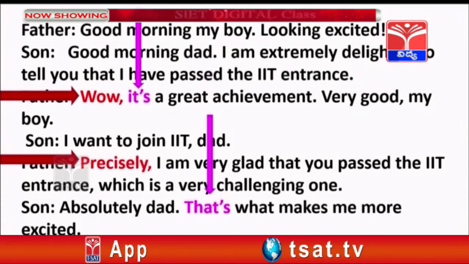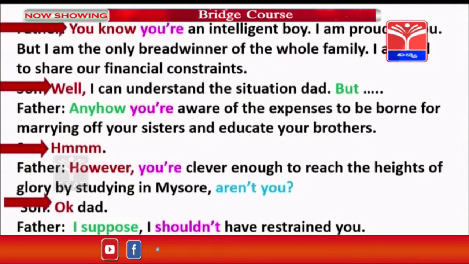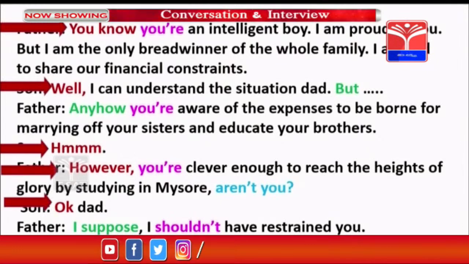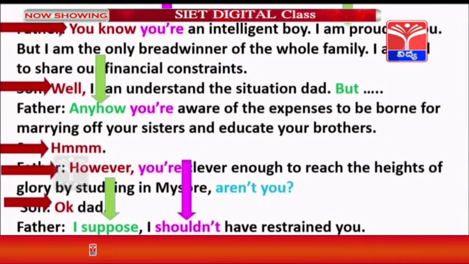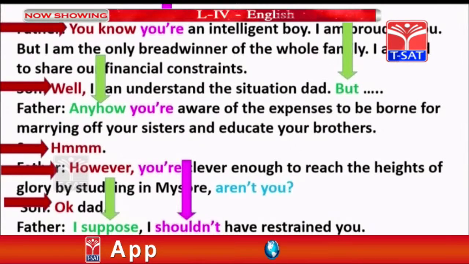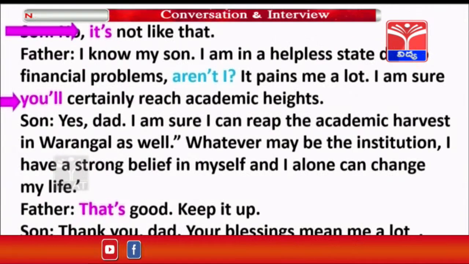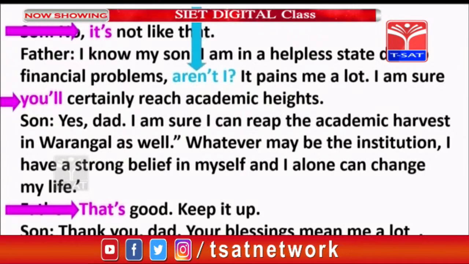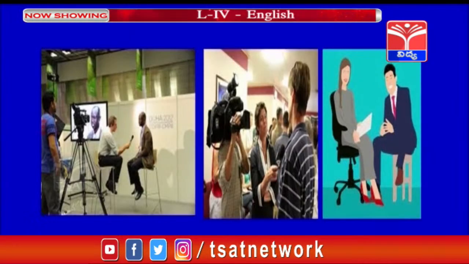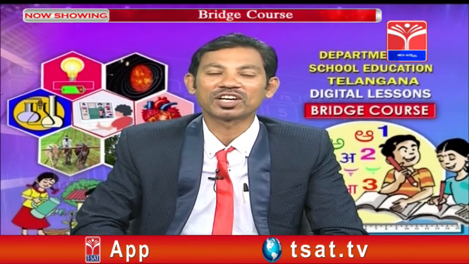that's. These are contractions. Again, discourse markers. You know, well, okay. However, these are discourse markers again. You are, shouldn't, these are contractions. Anyhow, I suppose, but, these are cohesive devices. And finally, aren't you is a question tag. It's, you'll, that's, these are contractions. Aren't I, again a question tag. Now children, I hope we have learned about the features of a conversation.